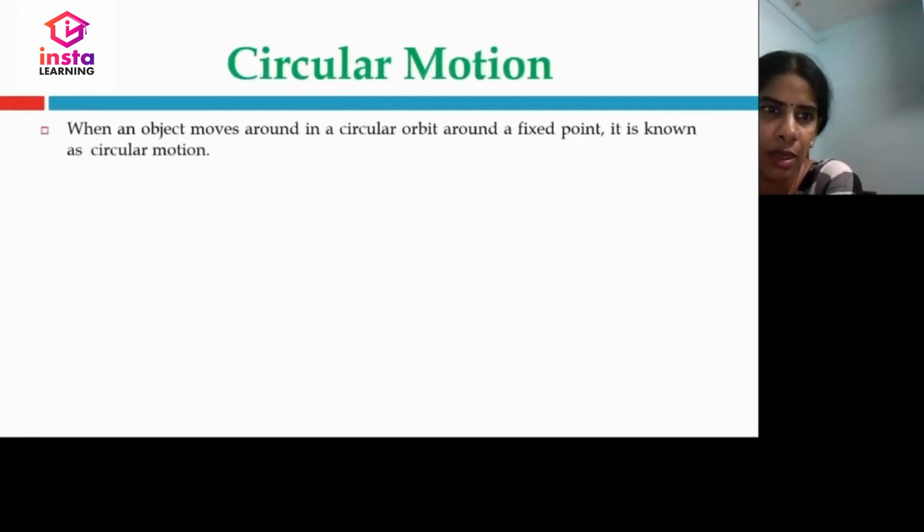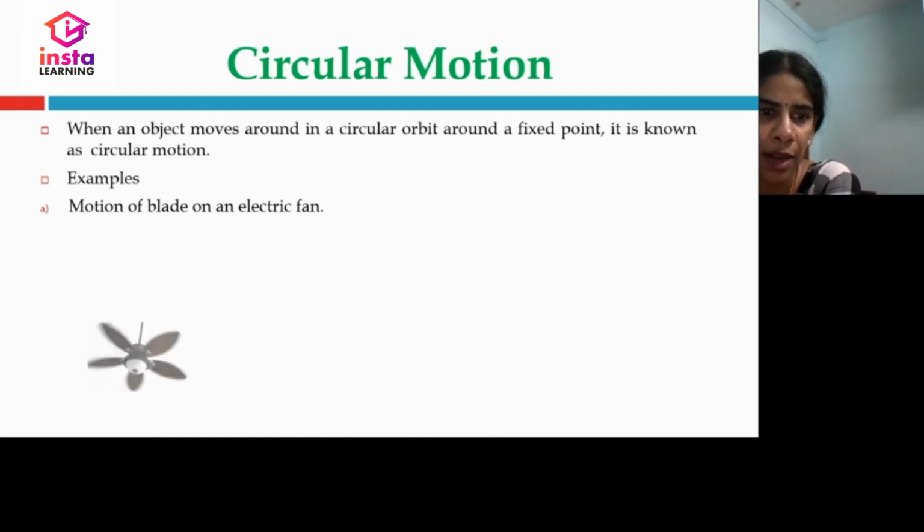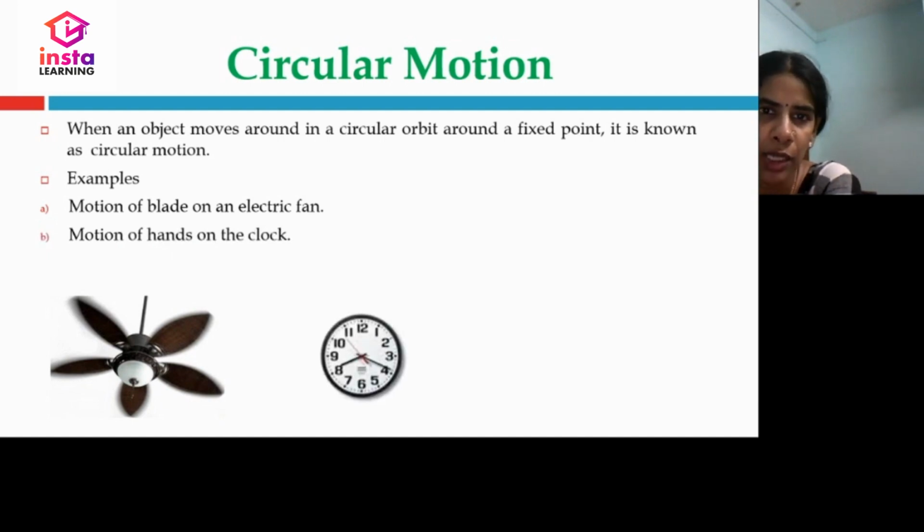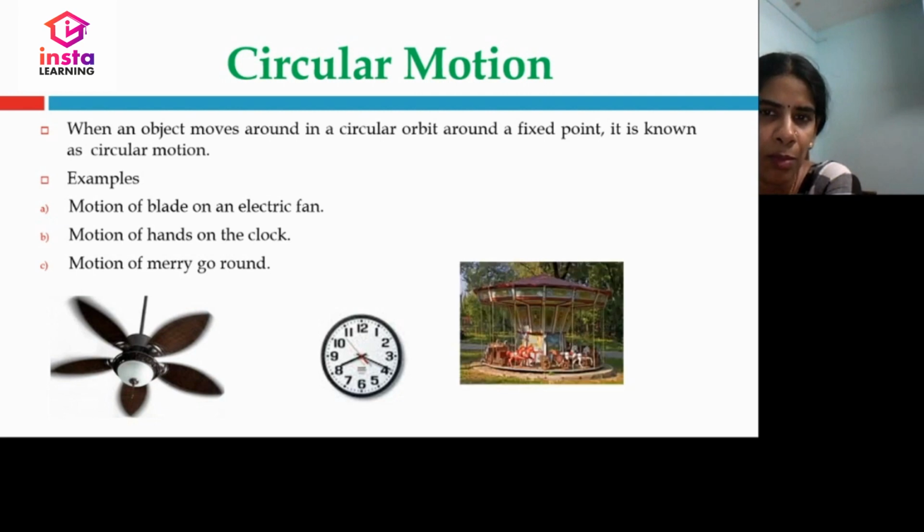Circular motion. As the name indicates, when an object moves round in a circular orbit around a fixed point, we call it circular motion. Example, motion of the blade of an electric fan. So, fixed point, circular. Motion of hands on the clock with a fixed point in the middle. Motion of a merry-go-round with the fixed point in the middle.